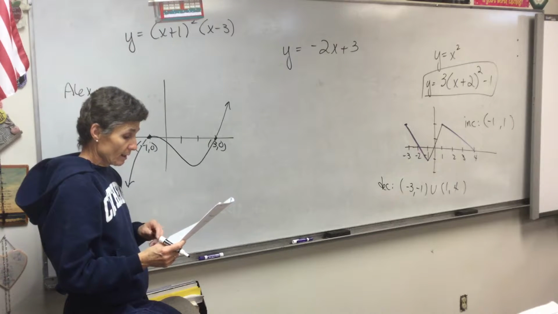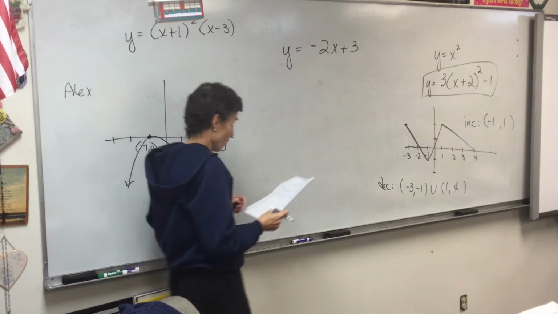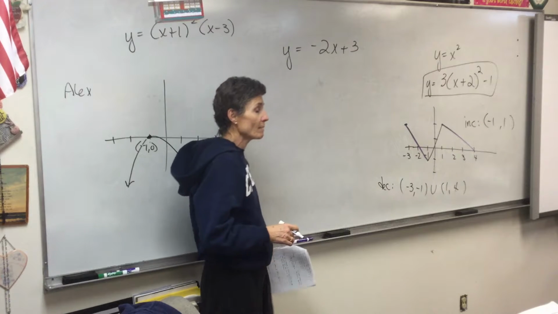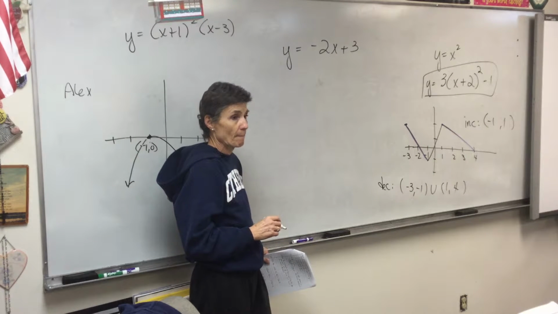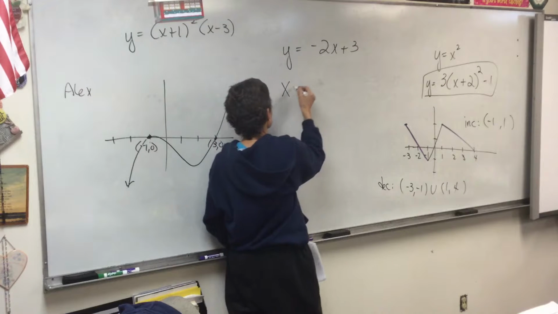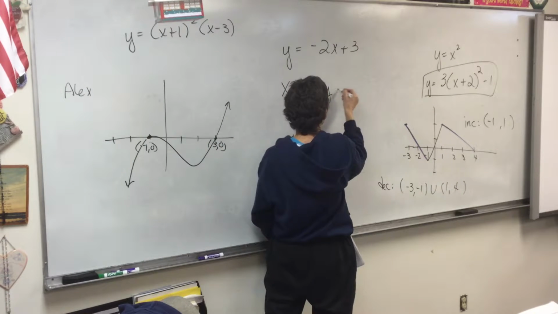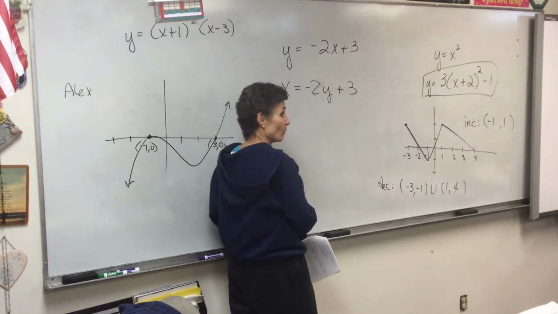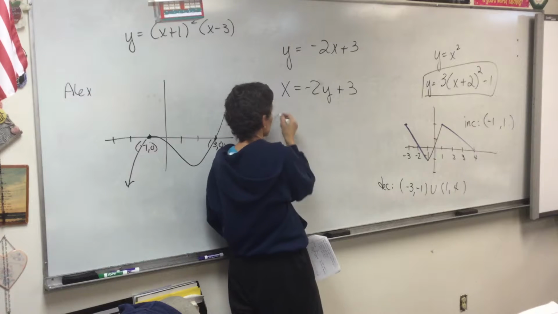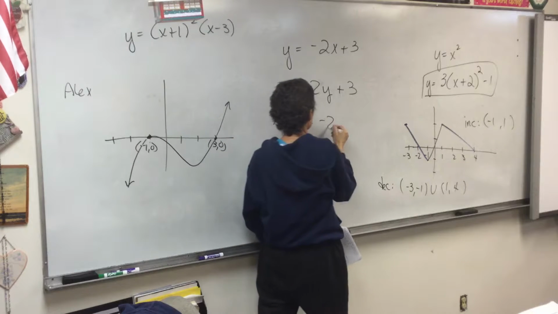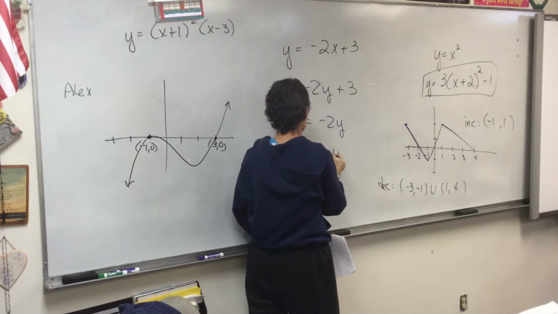So I wrote it with a y. Now I'm going to find the inverse. So what are my steps to finding the inverse? Switch the variables. Oops, and then get y by itself. So just do the arithmetic to get y by itself.